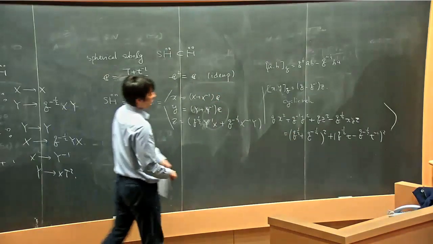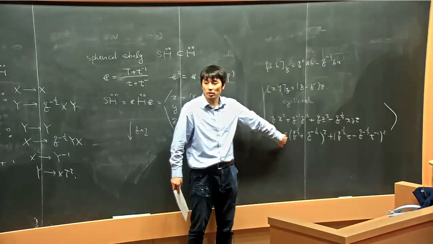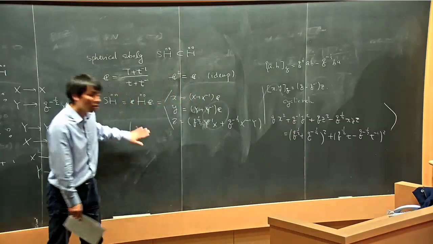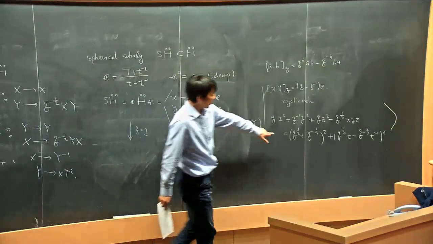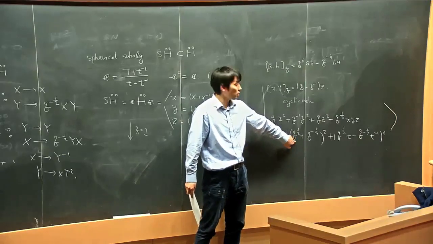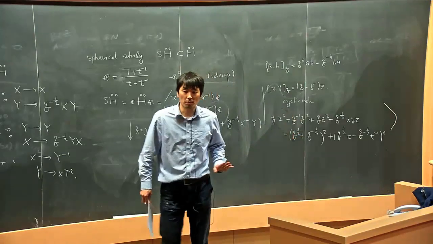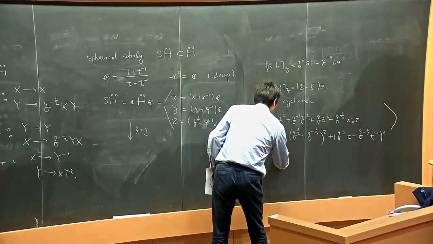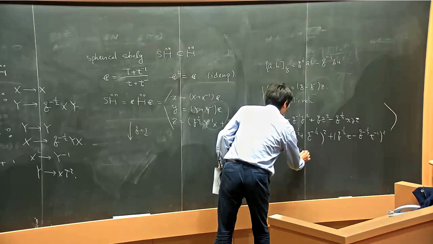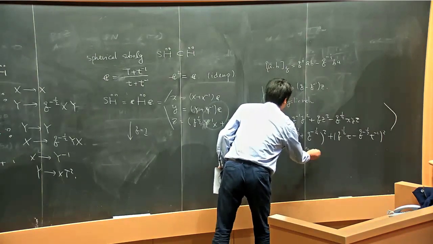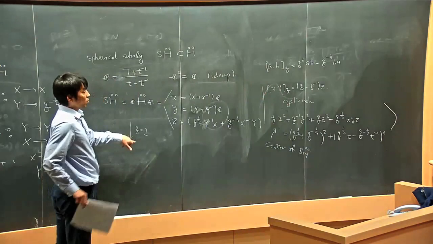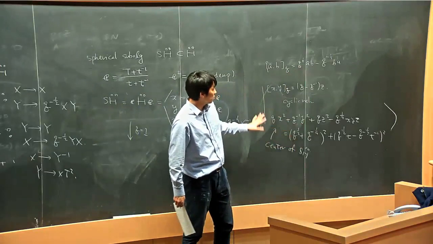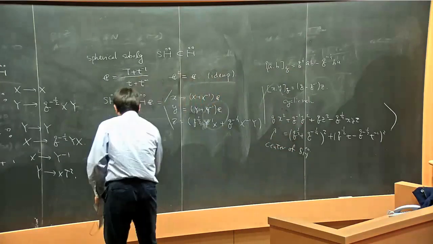As you can easily see, the right-hand side only depends on the deformation parameters q and t. Therefore, it commutes even before going to the q equal to one limit. Since the right-hand side only depends on deformation parameters, this generator commutes with all the elements. Therefore, it's called the center or Casimir, the center of the spherical subalgebra SH. And once you take the q equal to one limit, this commutator becomes trivial. So everything becomes commutative. What's left is here.